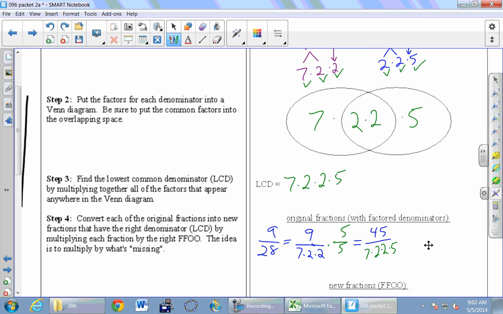Because the only thing that I had to start with was 28. And 28 is 7 times 2 times 2. Yeah, you copy it from the factored form, and then you bring something in to fill it in to complete it so that it becomes the LCD. So that's good with that fraction. Let's try the other fraction.